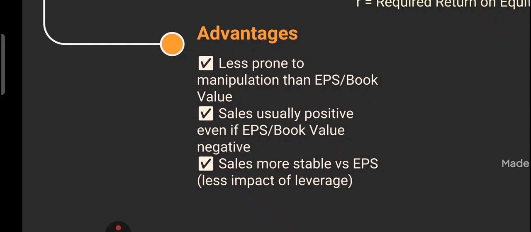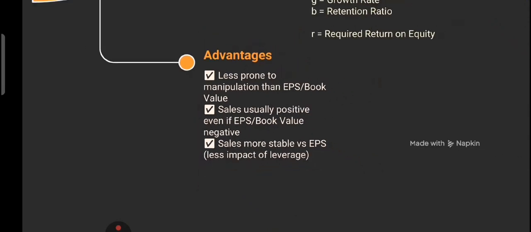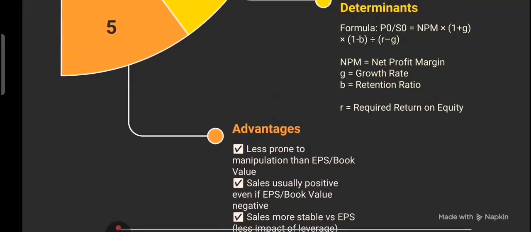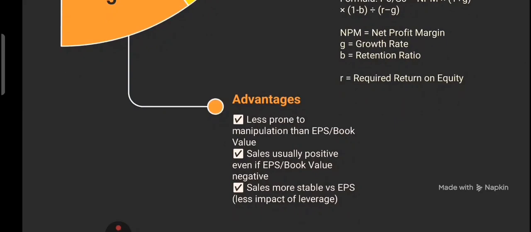It is less prone to manipulation. Sales is usually positive even if EPS or book value is negative, and sales is more stable versus EPS. So leverage has less impact. Debt level has less impact on sales as compared to earnings. So the P/S multiple is a simple yet powerful tool for identifying a stable, valuable company, especially when earnings are not telling the full story. Sometimes earnings do not tell you the full story.